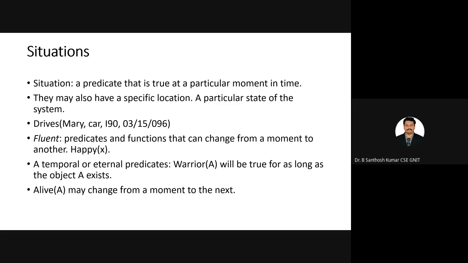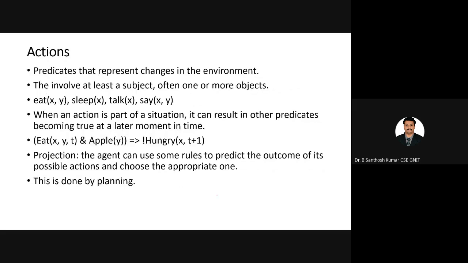Then the fluent: here, predicates and functions can change from one moment to another. Happy(X) means that person X is very much happy. Then the next one is temporal or eternal predicates. Warrior(A) will be true for as long as object A exists. Then Alive(A) may change from one moment to the next, because a person is alive, but after death we no longer say that he is alive.